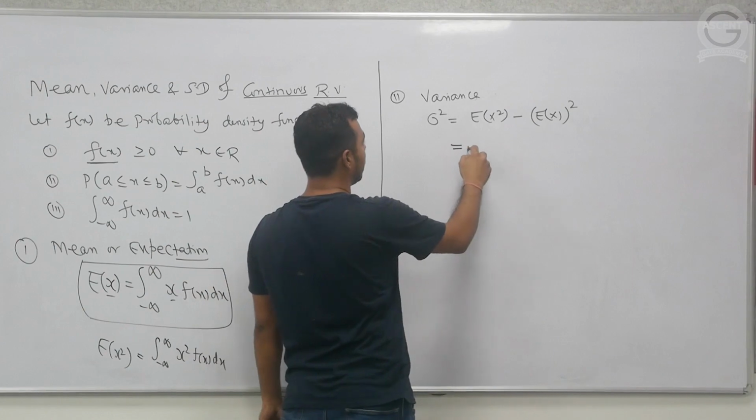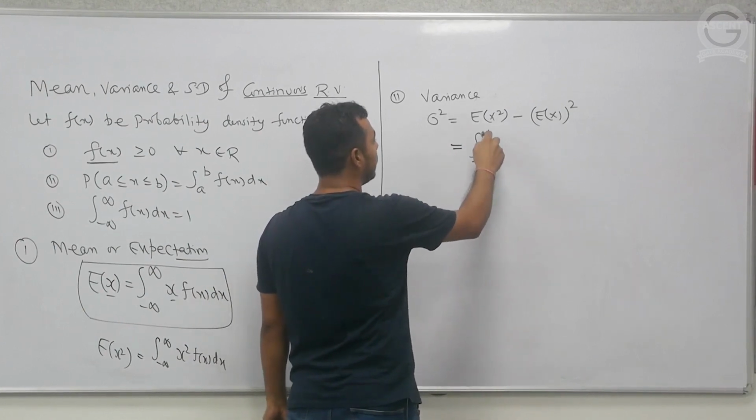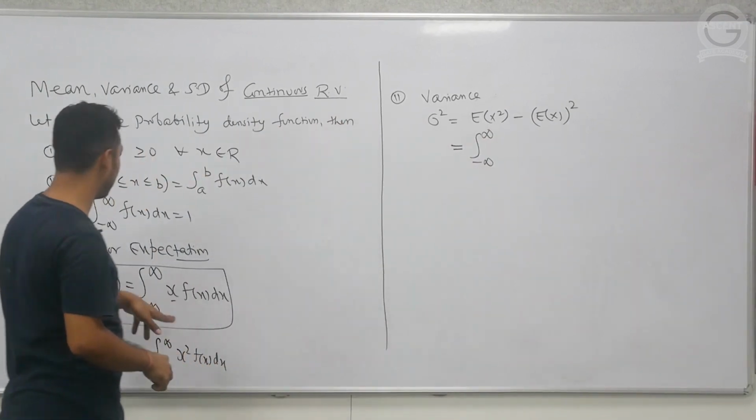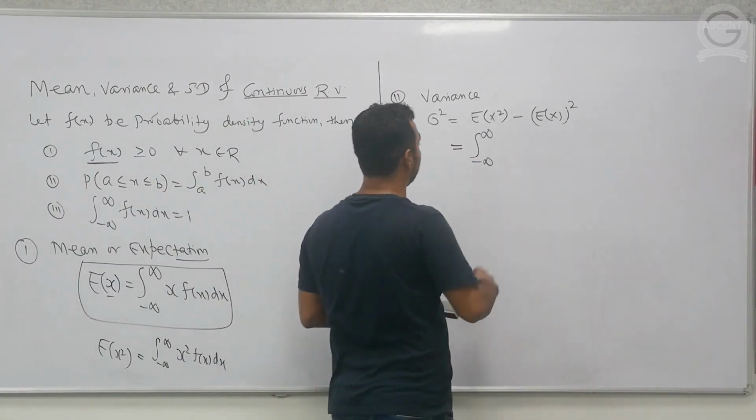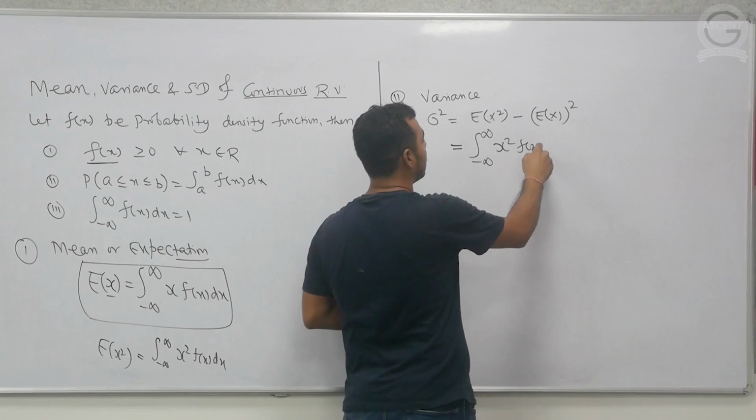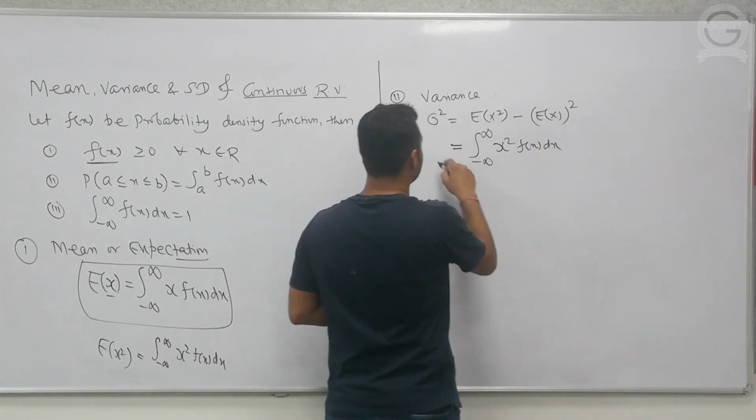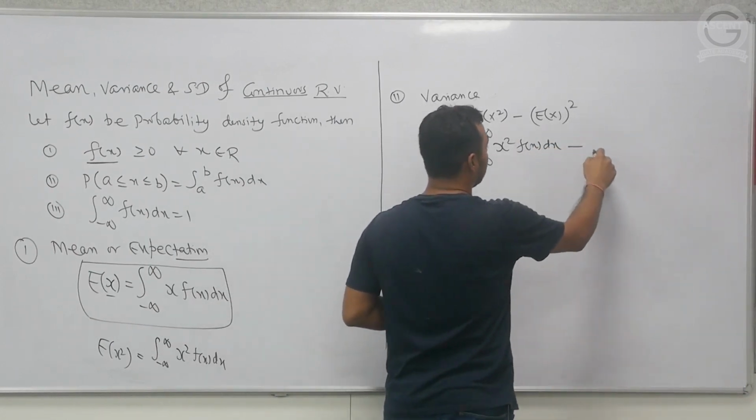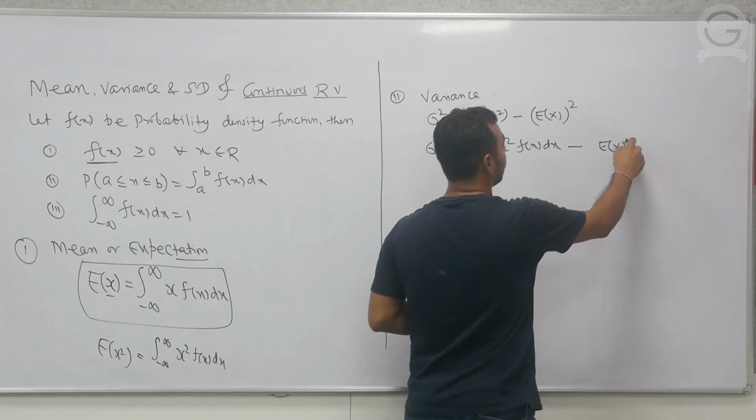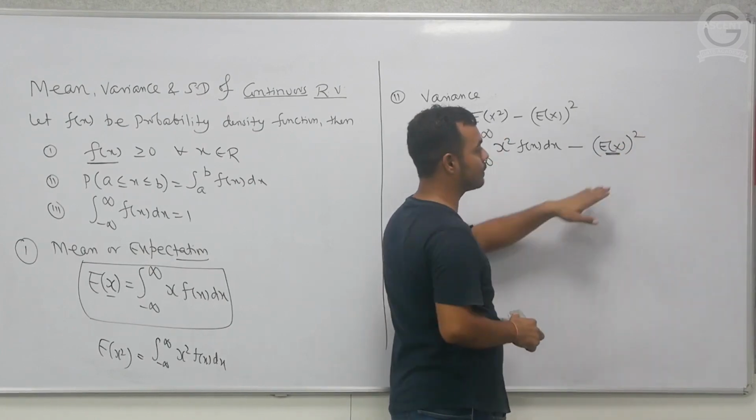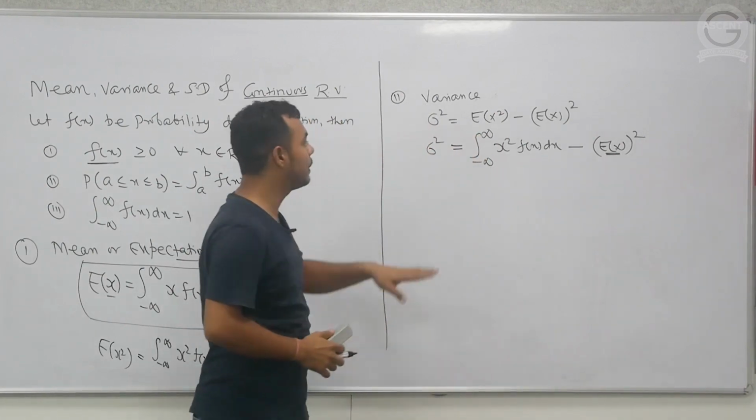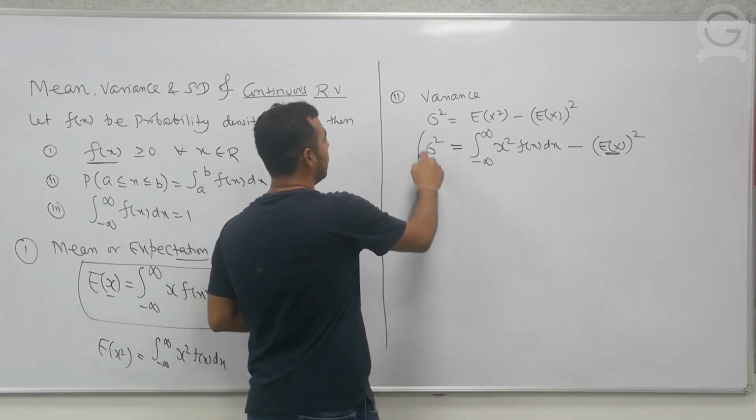Expectation of x square, this will be integration minus infinity to infinity. Expectation of x is x fx dx. So expectation of x square, this will be x square fx dx. So this will be the first term minus the mean square. Mean you have already calculated using the first formula. So we have to substitute that expectation or mean here. So this will be the formula to find variance.